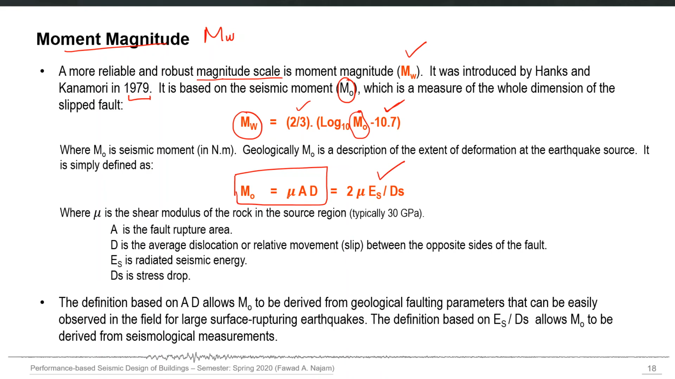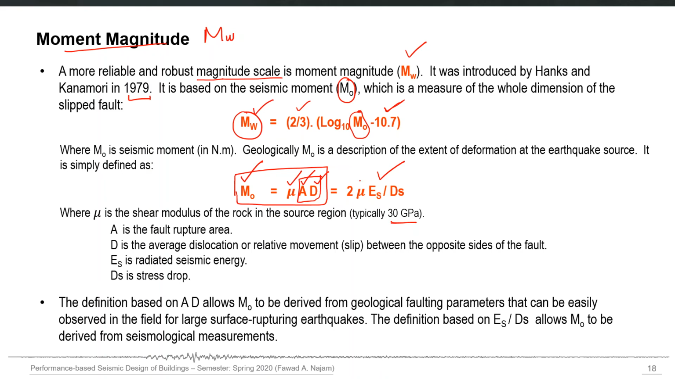It is calculated using this expression. Simply, mu here is the shear modulus of the rock, A is the fault rupture area, and D is the average dislocation or slip. It is the relative movement between the opposite sides of the fault. So A and D are the rupture characteristics, and mu is the shear modulus of the rock, typically 30 gigapascal. Which means that if you know the rupture area and the slip, you can calculate the actual amount of energy release, and that can be converted to a parameter of the size of an earthquake, which is called the moment magnitude scale.